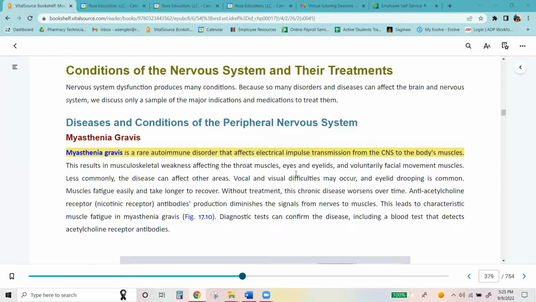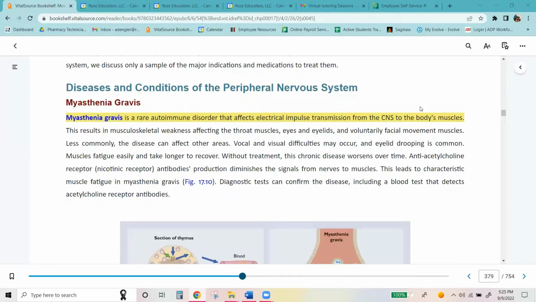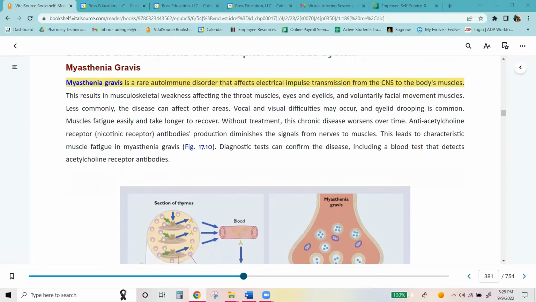Nervous system dysfunction produces many conditions. Because so many disorders and diseases can affect the brain and nervous system, we only discuss a sample of the major indications and medications to treat them. Myasthenia gravis is a rare autoimmune disorder that affects electrical impulse transmission from the CNS to the body muscles.